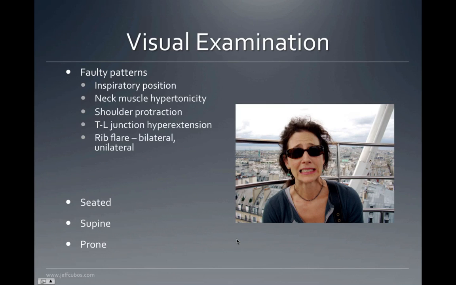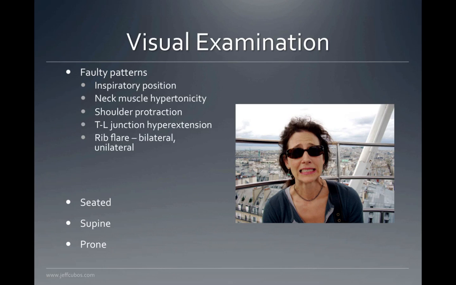First thing we should do, following a one-to-one sit-down of course, when working with our clients, should be to perform a brief visual examination. In this examination, we should look for faulty patterns such as inspiratory position of the thoracic cage, neck muscle activity, shoulder protraction, TL junction hyperextension, and again rib flare.